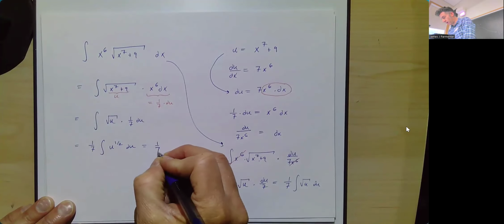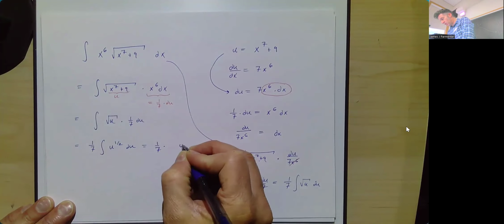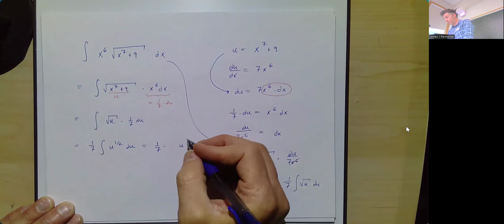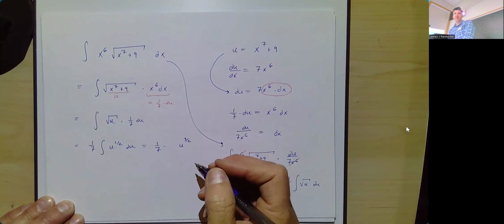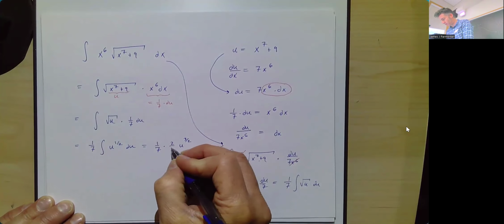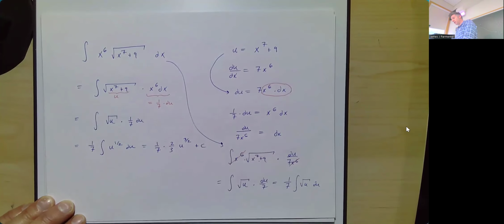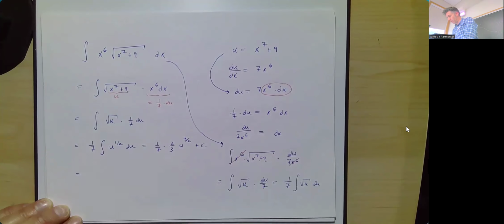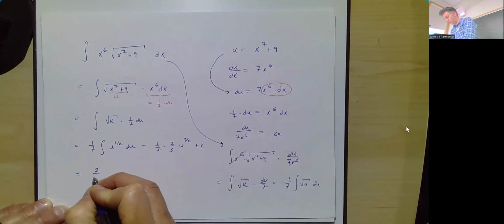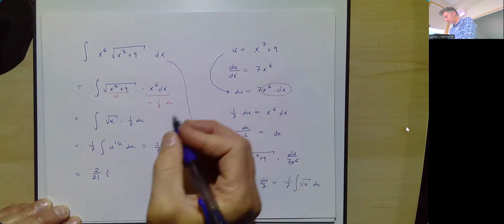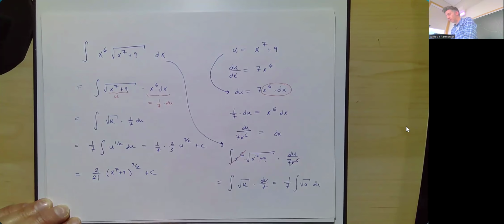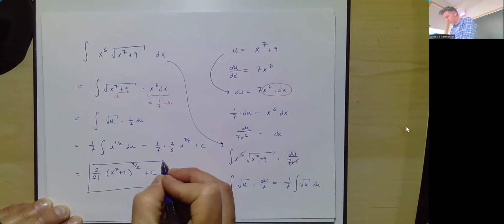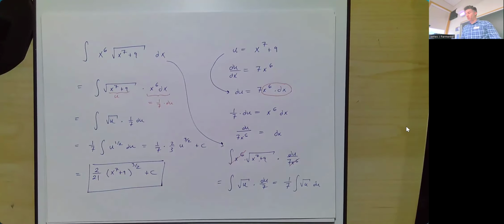We get 1/7 times, leave myself a little space, u to the 1/2 plus 1 is 1/2 plus 2/2, which is 3/2. And we don't divide by 3. Well, we do. We divide by 3/2, but we rewrite it as multiplying by 2/3. Slap on a C, and then change back to the variable we started with. 1/7 times 2/3 is 2 over 21. u is equal to x to the 7th plus 9. So it's x to the 7th plus 9 to the 3/2 power plus C. And that is our antiderivative or indefinite integral of x to the 6th times the square root of x to the 7th plus 9.